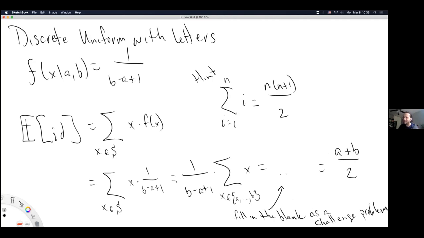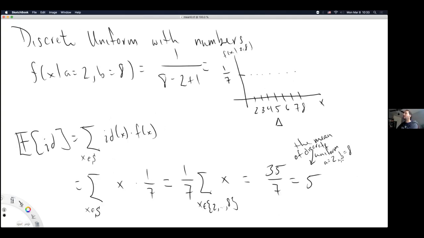This is the answer: A plus B over 2. This makes perfect sense. This is exactly what we did for the last example, where we looked at the discrete uniform with A equals 2 and B equals 8. Notice all we did was take 2 plus 8, 10, and divide it by 2, 5. The mean is the point that balances out the function. If your function is flat, then all you have to do is find the middle of it. And the middle of it is just add up the endpoints and divide by 2.